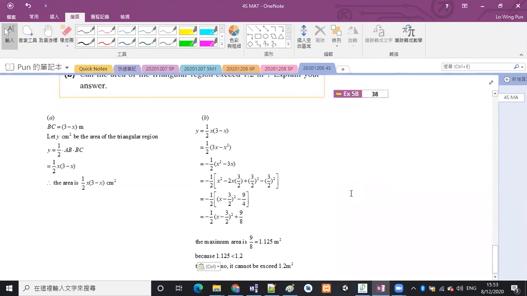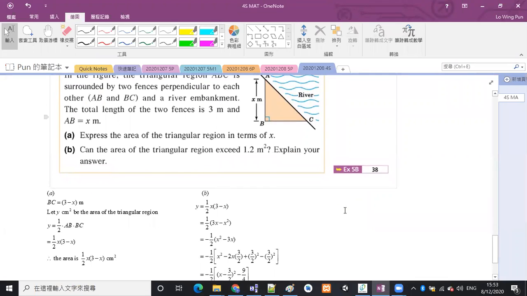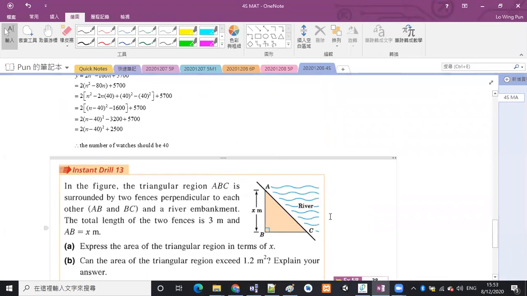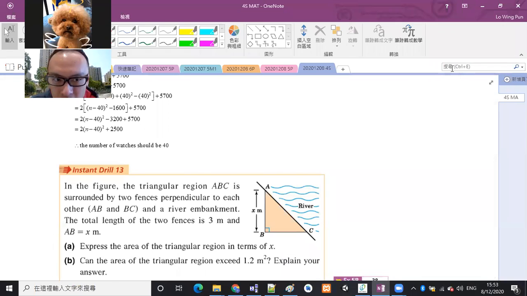All right, so if there is no more problems, then let's end this lesson here. Okay, so that's the end of this lesson, and you may leave now.